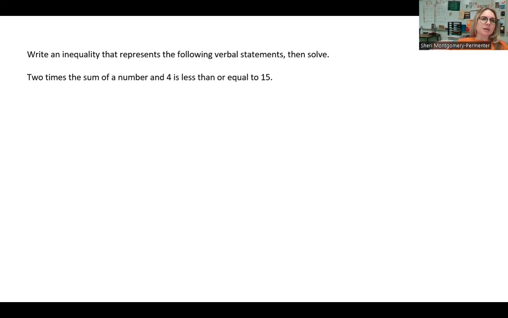So sometimes these you have to read and then reread and then reread. It says 2 times the sum of a number and 4 is less than or equal to 15. The thing I can pick out the easiest is less than or equal to. I can write that. Less than or equal to 15.